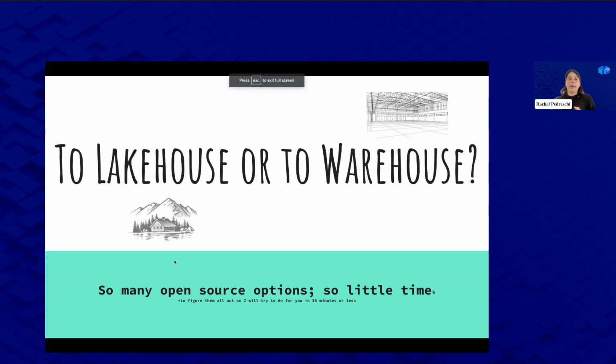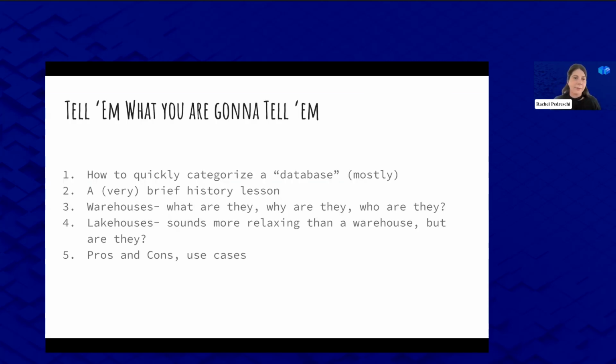We are going to be talking about lake houses and warehouses. And there's lots and lots of open source options, so little time, and I think I only have 40 minutes, 30 minutes, something like that. So we're going to try to fit it in 30 minutes or less. But the caveat here: I am not going to get to everything. And if you want to call me out for it, go for it. I challenge you. Let's make this a conversation.